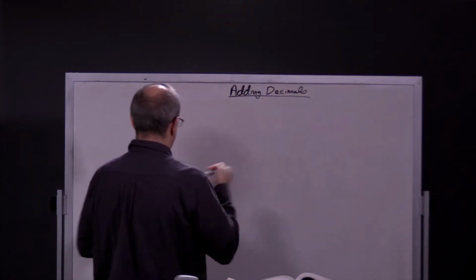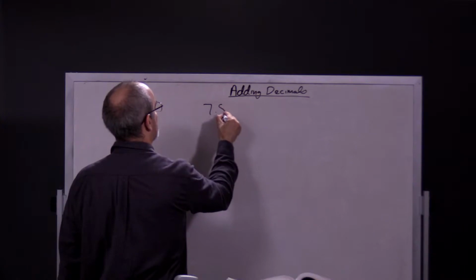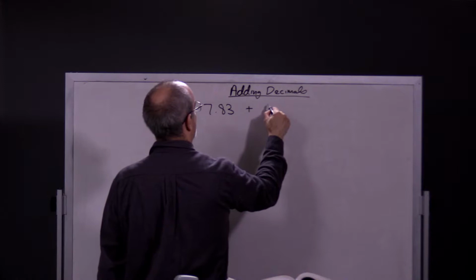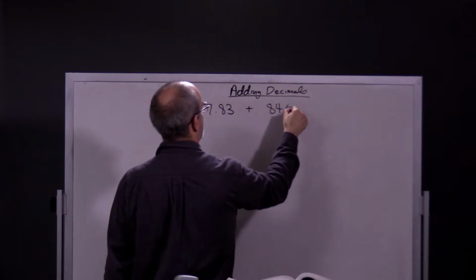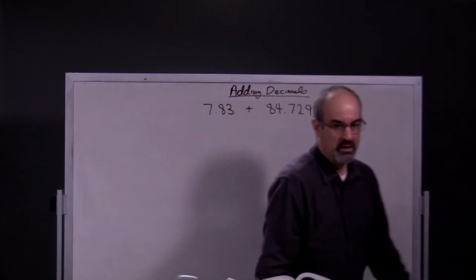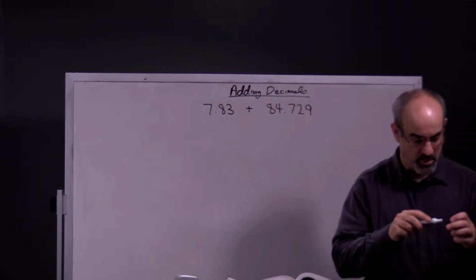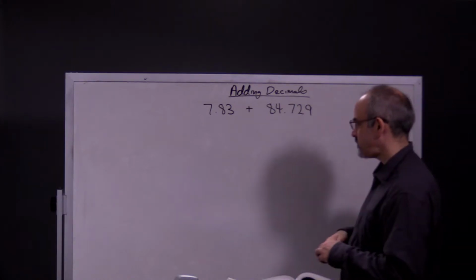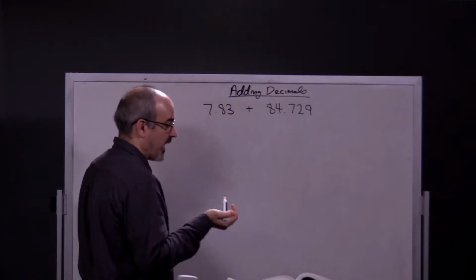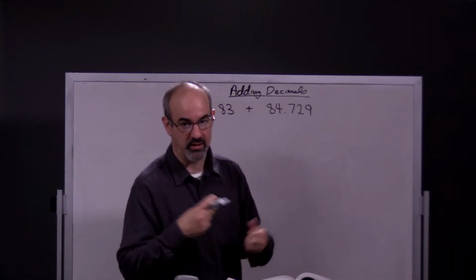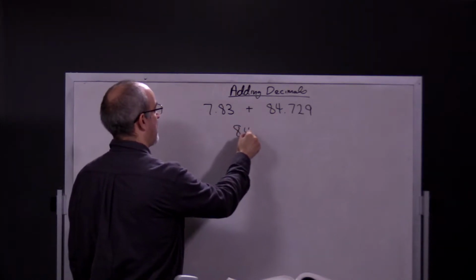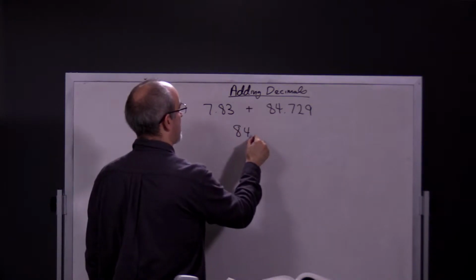All right, so let's say we have 7.83 plus 84.729. I'm making this more complicated than it probably needs to be, but I'm doing that for a reason. If you were to add these two numbers together by hand, not on a calculator, obviously on a calculator you just punch them in and hit equals, but by hand, it's common to write the bigger number on top.